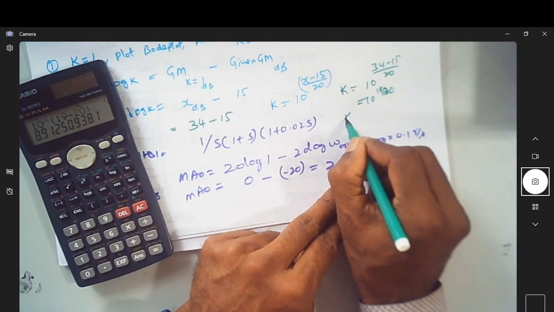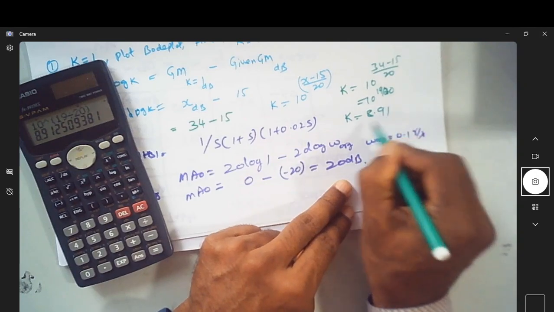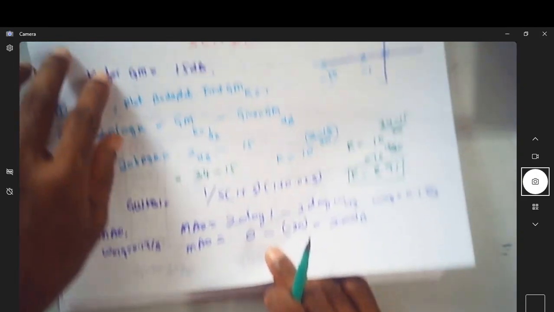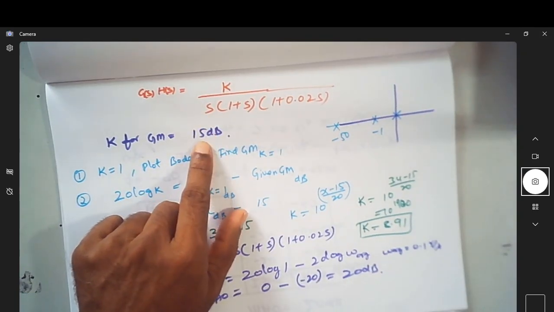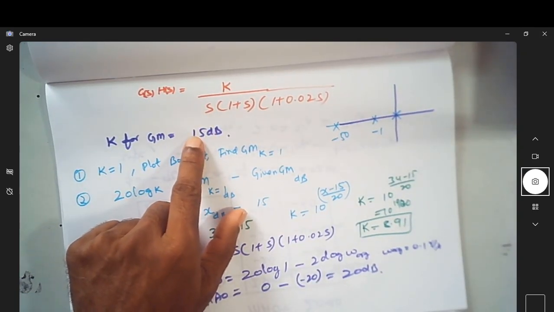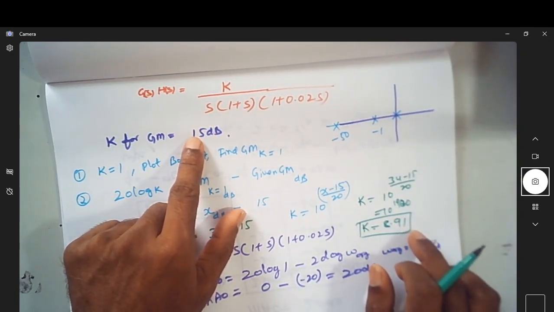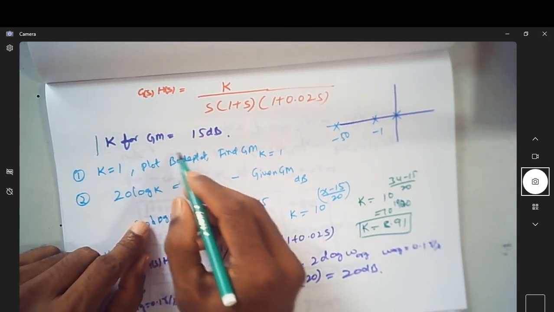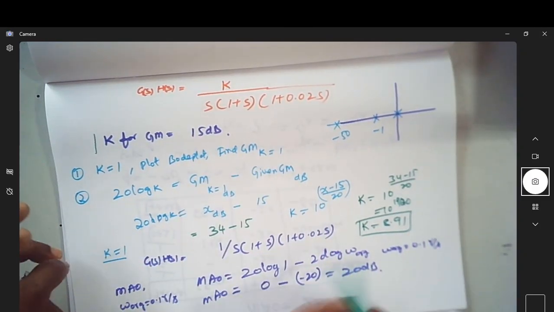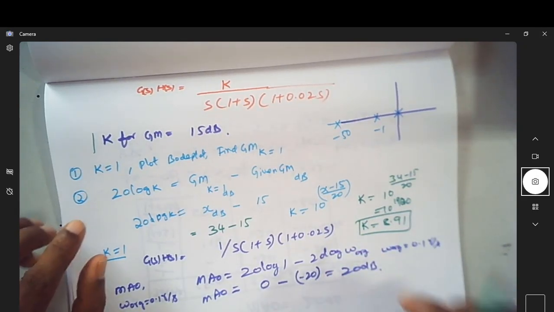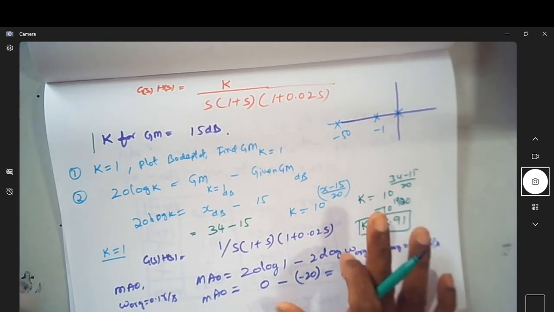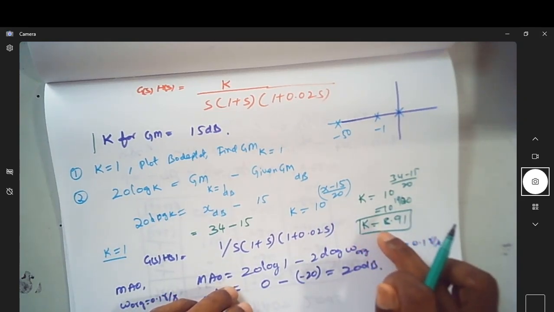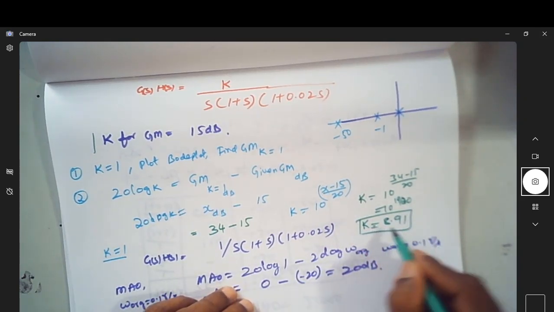See, it comes out to be k is equal to 8.91. So the value of k, if it is 8.91, then the system will have a gain margin of 15 dB. How to verify whether this 8.91 is correct or not? So this ends the problem here. We actually found out the value of k as 8.91. So the problem is done here.